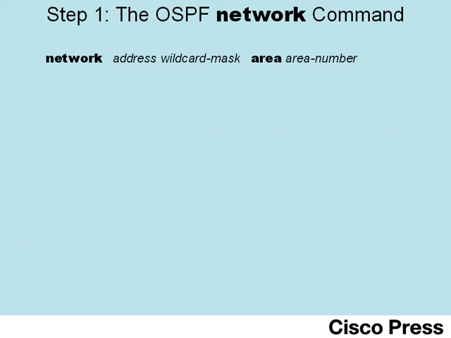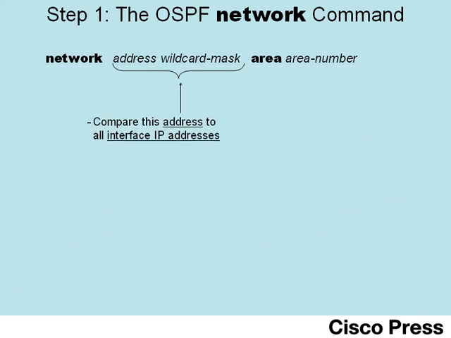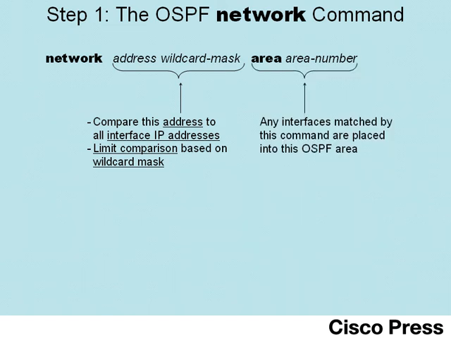Next, take a look at the OSPF network command syntax. The address and wildcard mask parameters work together, with the address being compared to interface addresses, but with the wildcard mask limiting that comparison. The next part of the video will explain a little bit more about how that wildcard mask concept works. Then, once an interface is matched with the network command, it's placed into the area listed there at the end of the command.